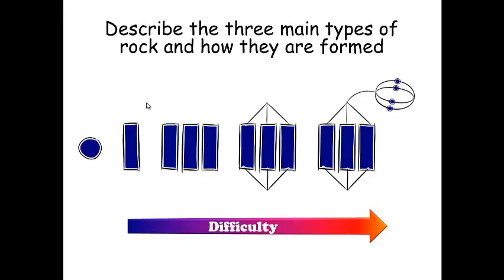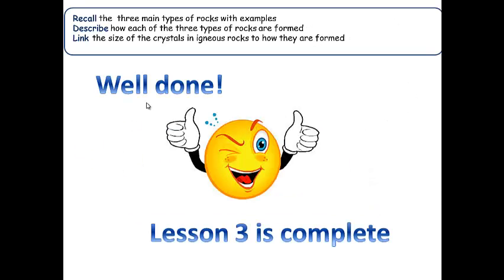So that is the end of the lesson. What we've decided to do today was to describe the 3 main types of rock and how they are formed. Look back and think back to where you were at the beginning of the revision. Where are you now? Can you justify why you have moved on? What have you learned? Write this down. A quick recap of your outcomes: can you recall the 3 types of rocks with examples? Very quickly, if you can write these down. Describe how each of the 3 types of rocks are formed. Think through this. And then can you link the size of crystals in igneous rocks to how they are formed? Well done, you've just completed your 3rd lesson on the 3 types of rocks.